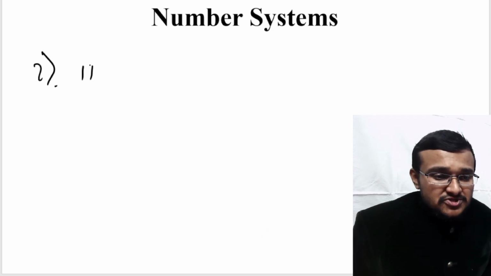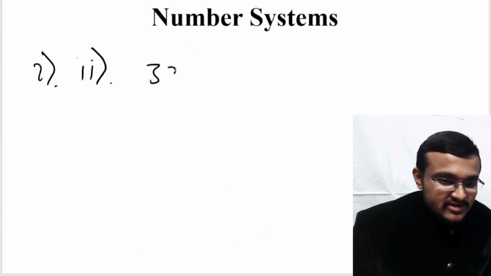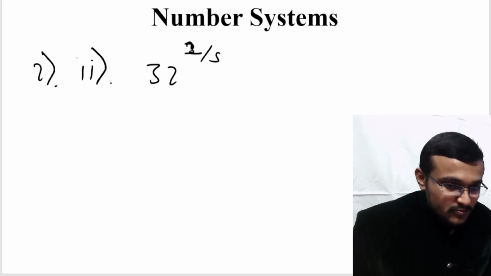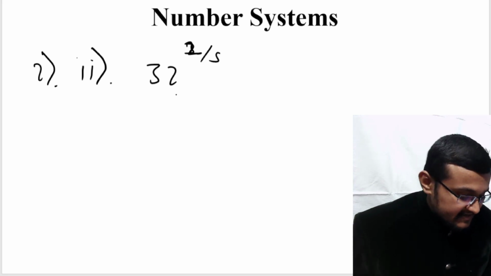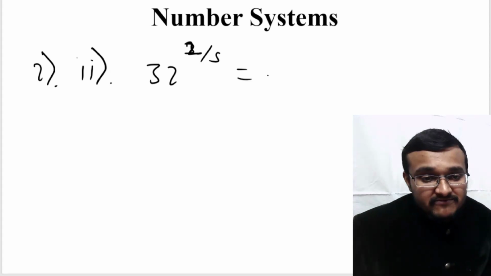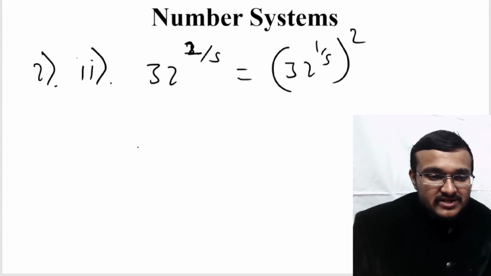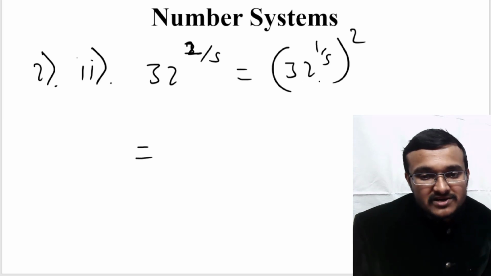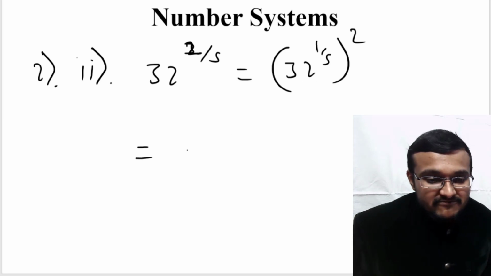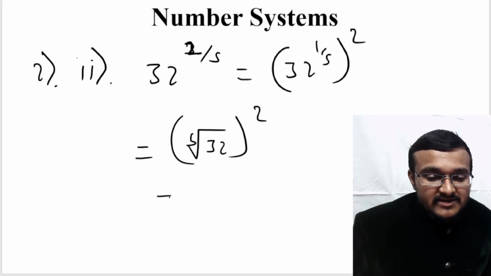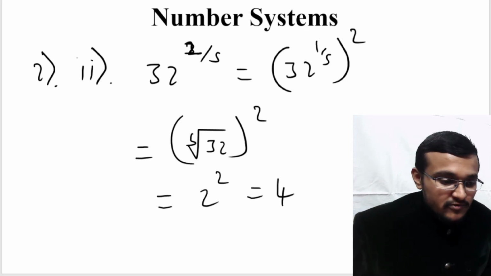I'll solve the second question also. In this particular second question, you have 32 power 2 by 5. You can write 32 power 2 by 5 as 32 power 1 by 5 whole power 2. In the previous question we have already solved 32 power 1 by 5, that is nothing but fifth root of 32. So fifth root of 32 is 2. So 2 power 2 will be there. So 2 2s are 4.